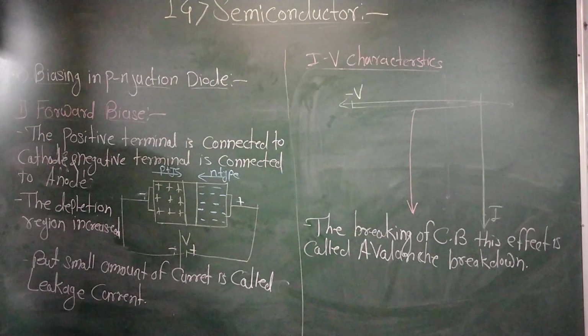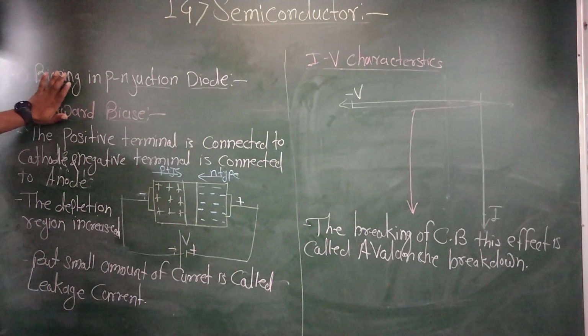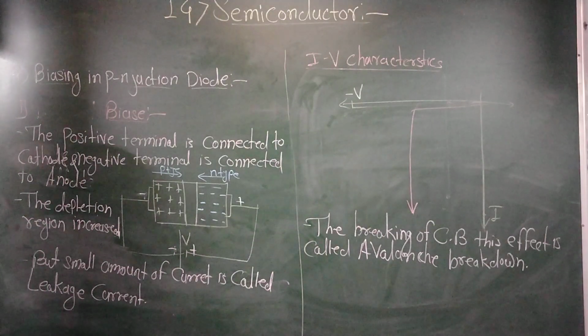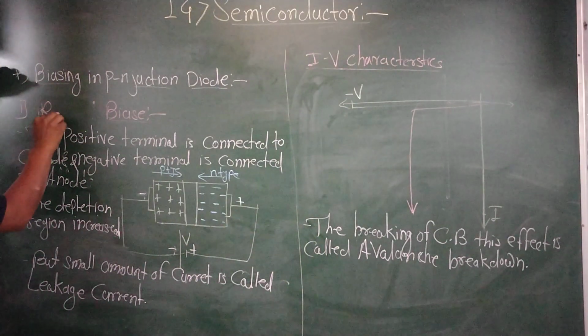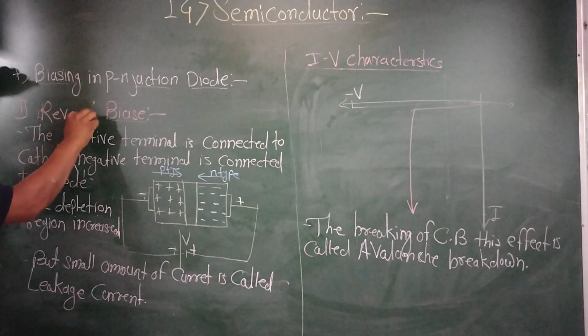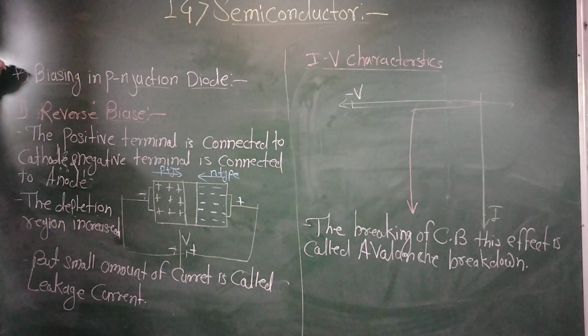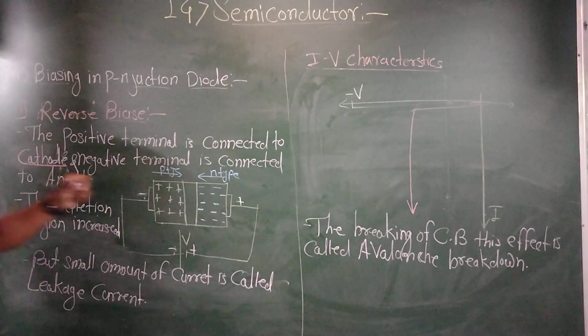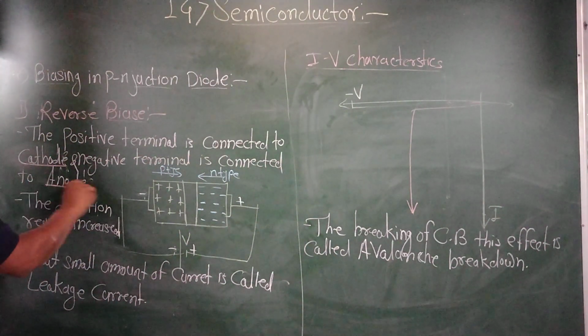Let's revise the reverse bias here. This is reverse bias. Okay, you can write it in your notes the same way. Reverse bias: the positive terminal of the external power supply is connected to the cathode of the PN junction diode, and the negative terminal is connected to the anode.